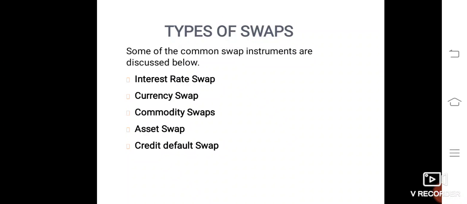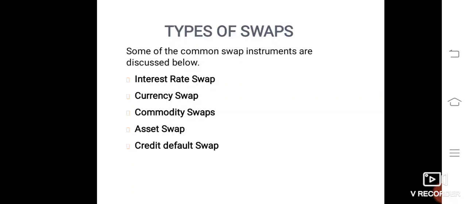Let's know more about types of swaps. See, first of all, what does swap mean? A swap is basically an exchange agreement between the parties concerned. There is a wide variety of swaps available in the market for hedgers to hedge their risk. A few among those are interest rate swaps, currency swaps, commodity swaps, asset swaps, and credit default swaps.